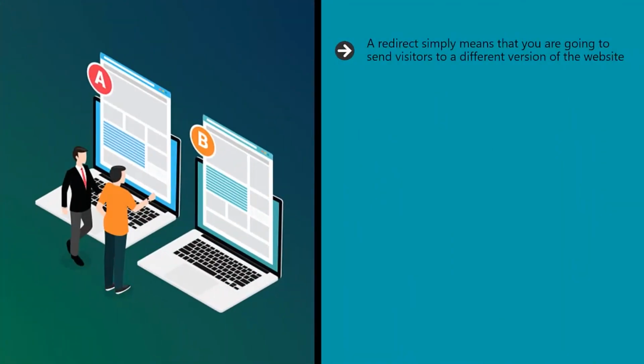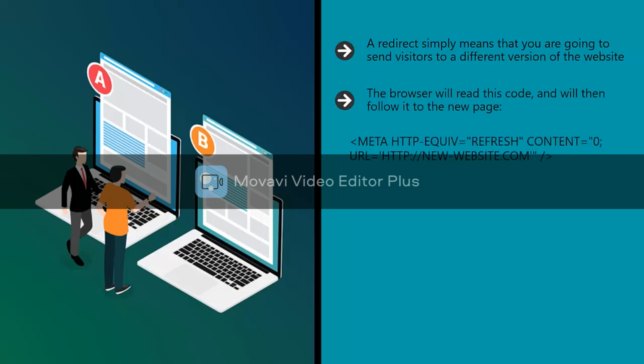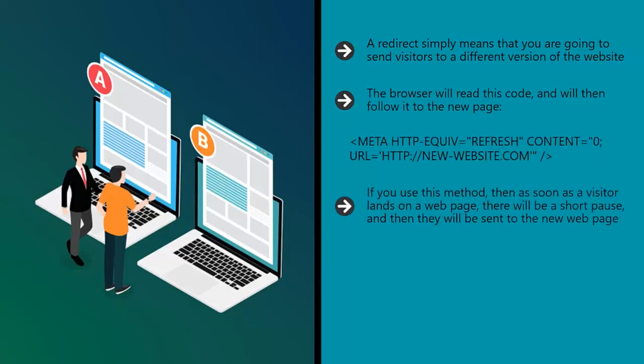A redirect simply means that you're going to send visitors to a different version of the website. This will use a number of different methods, more in a moment, but one of the simplest is the HTML redirect. The browser will read this code and will then follow it to the new page. If you use this method, then as soon as a visitor lands on a web page, there will be a short pause, and then they will be sent to the new web page.